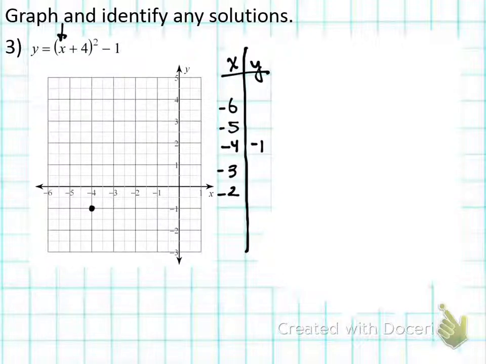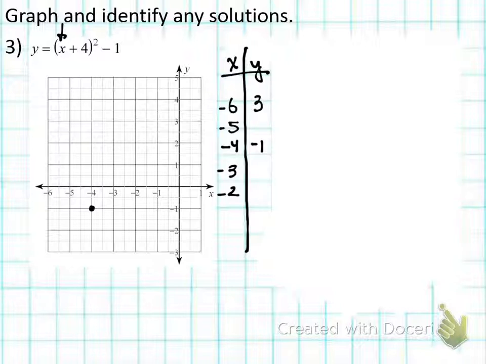Negative 6 plus 4 is? What's negative 6 plus 4 at the top? Negative 2. Squared is? Negative 2 squared is positive 4. 4 minus 1 is 3, right? Did you all get that? Does that make sense? Okay, next one.